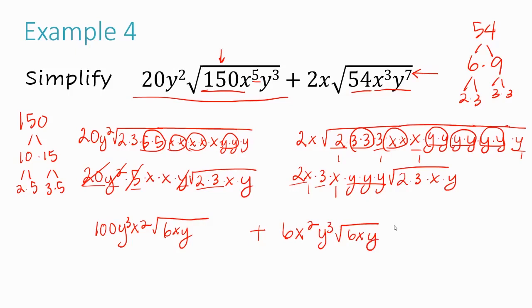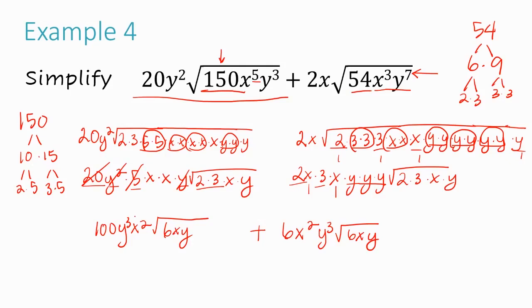Now I'm comparing my two terms to see if I can combine them, if I can add them. And when I look at it, I can see that I wrote my variables in different orders. Okay, so on this first one, it's 100 y to the third power x squared. And on the second one, it's 6x squared y to the third power. So that's the same thing. And then I'm looking under my radical. I can see I have 6xy and 6xy. Well, guess what? These have the same variables, and that means that I can add, okay?